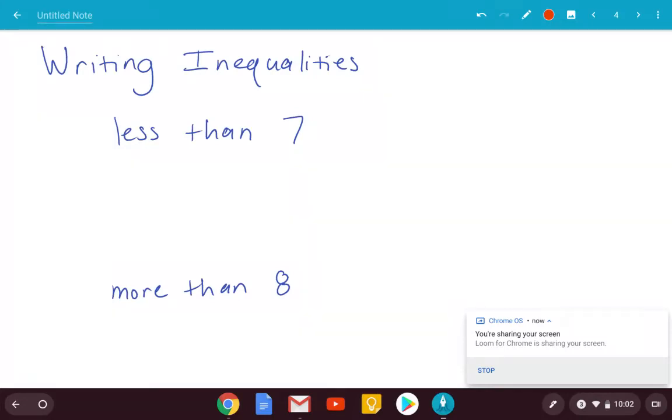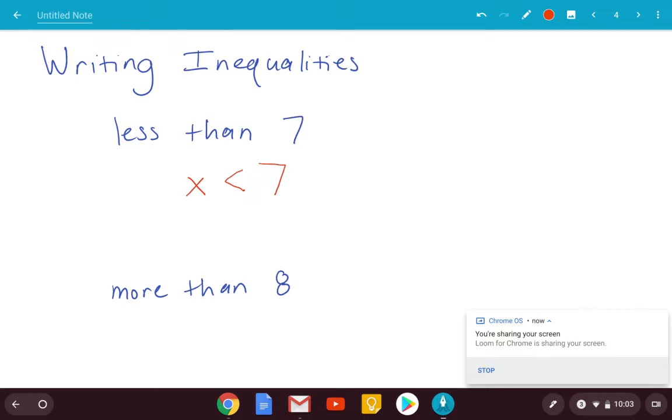Our last lesson for today is writing inequalities. When you're writing an inequality, you are just trying to figure out if the sign that you're looking for is greater than or less than. So in this first example, if you're looking for something that is less than 7, that means that whatever number you're talking about, let's just call it x, the less than symbol always points away from your variable, and then it has to be less than 7. So this says x is less than 7.